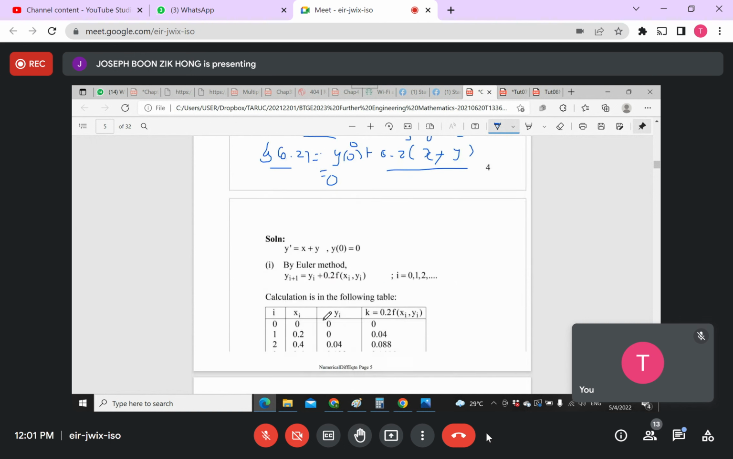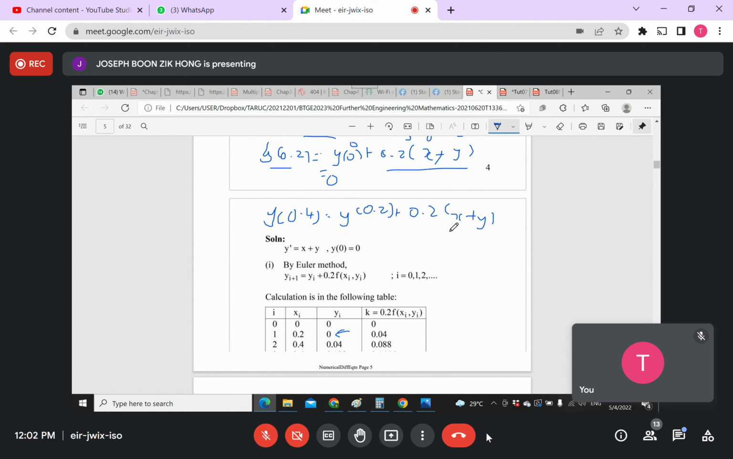So we can see it's much easier to get y 0.2 compared to the Taylor series. With the Taylor series, you have to calculate the first differentiation, second differentiation, sometimes even third differentiation, and then plug into the equation in order to get the next point. Again, same thing: if I want to get y 0.4, then I take y 0.2 plus 0.2 times x plus y.